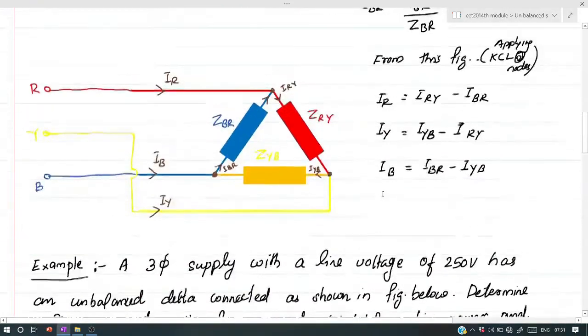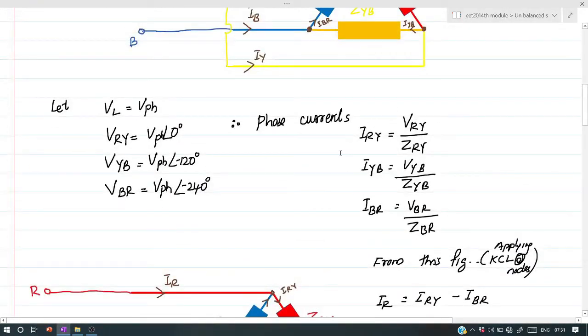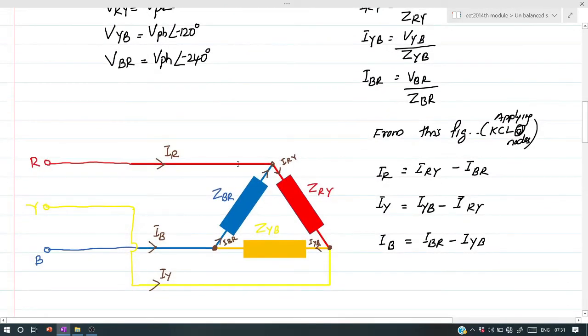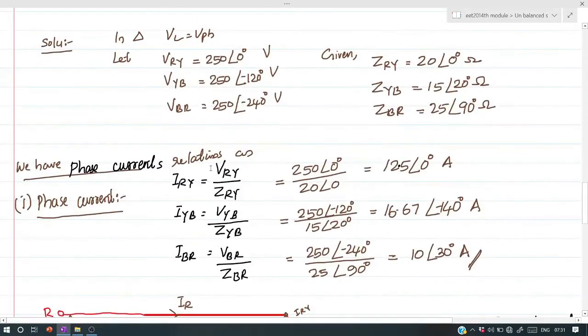So just like here, first of all, we need to find out the phase current, IRY, IYB and IBR. Then we need to apply KCL at these nodes in order to find out line current IR, IY and IB. In that manner, we need to solve this problem. So first of all, let's see the phase current relations.